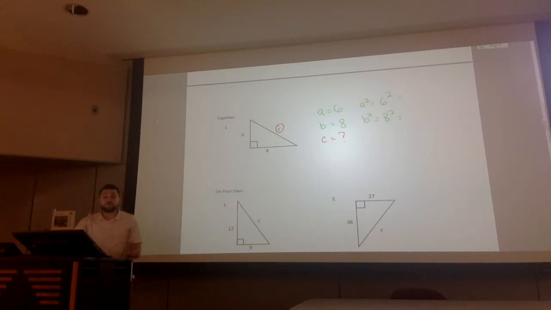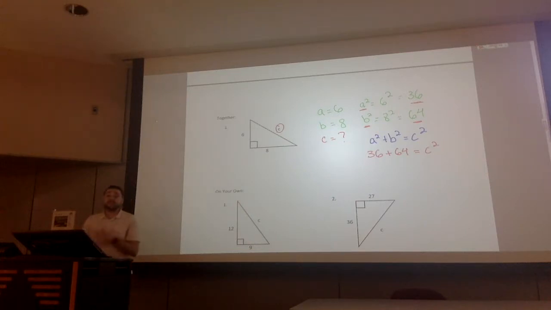Lastly, I'm going to solve for those values. So we know that 6 squared is equal to 36, and 8 squared is equal to 64. Now we can use our formula that we know, where A squared plus B squared equals C squared. And all I'm going to do is take this value for A squared and plug it into the formula. Take this value for B squared and plug that one into our formula. And then we're going to leave C squared alone, because that's the side we're solving for.